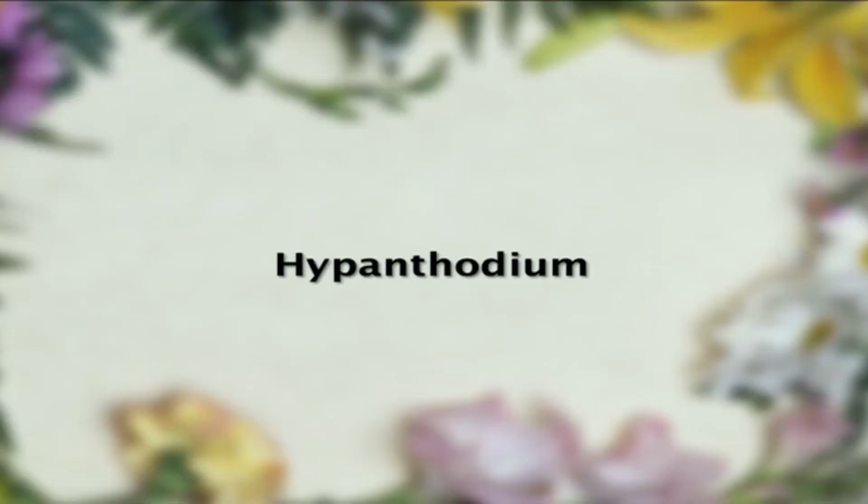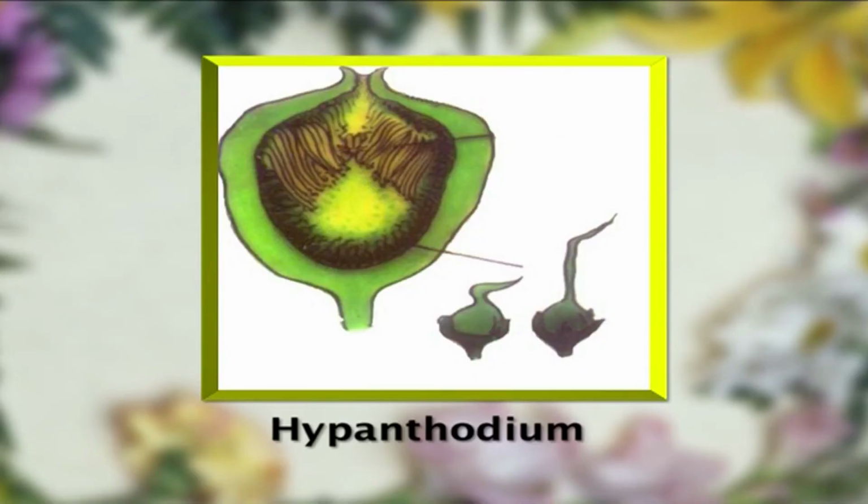Another special type of inflorescence is hypanthodium. In this type of inflorescence, the fleshy receptacle forms a hollow, pear or flask-shaped structure with a narrow canal and a small pore at the top. The canal is guarded by downwardly pointed hairs and the pore is surrounded by a few scales. The whole structure encloses flowers in cymose groups.